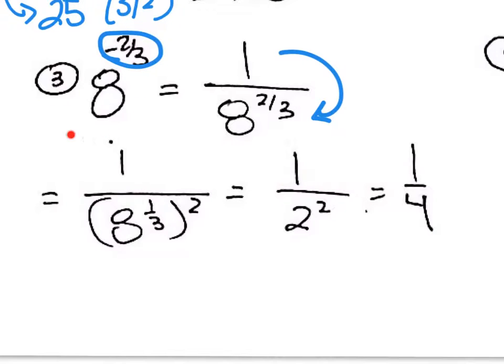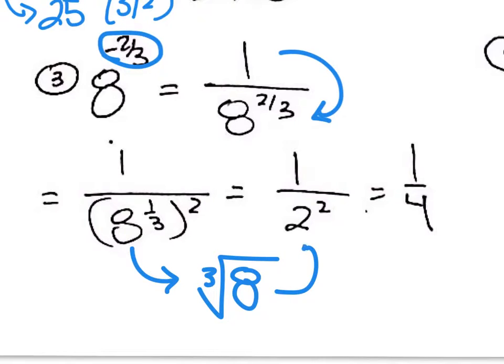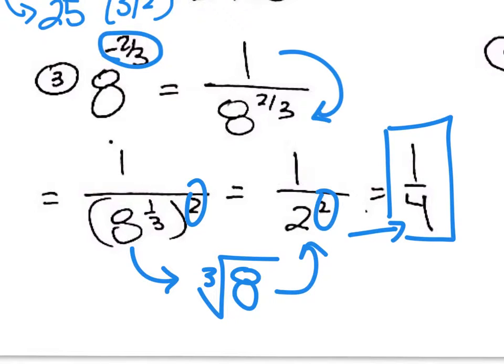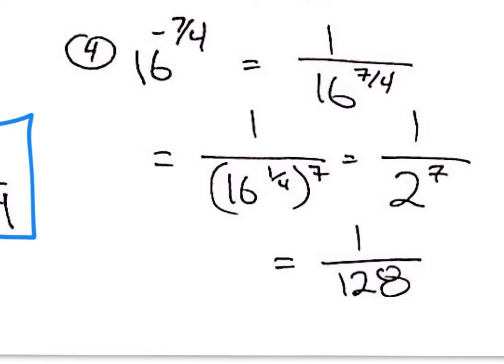So a negative exponent is the same as underneath, or up above, and positive. Then we can treat this just as we did before, where it's 8 to the 1 third, and then squared, so 2 thirds is 1 third times 2. We know that 8 to the 1 third is the same thing as the cube root of 8, which is 2, and then we have 2 squared, giving us 4. So the answer would be 1/4.